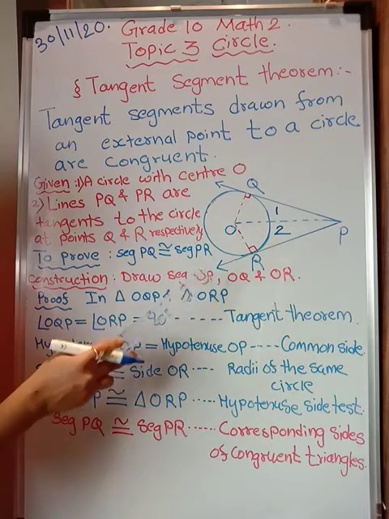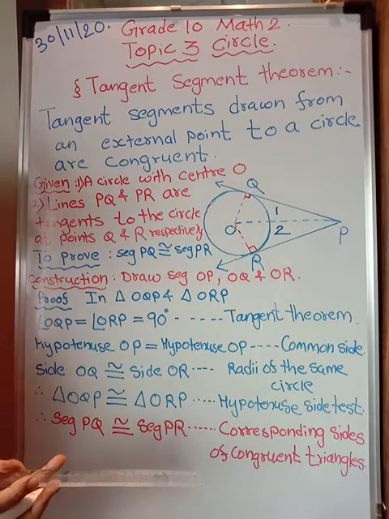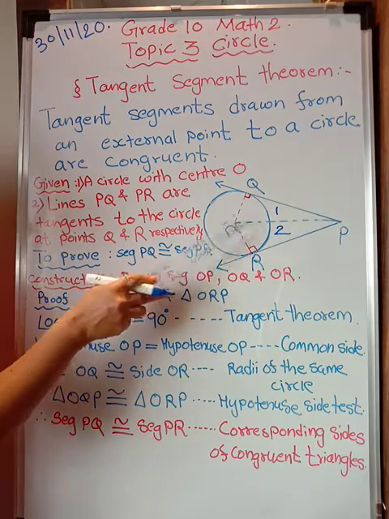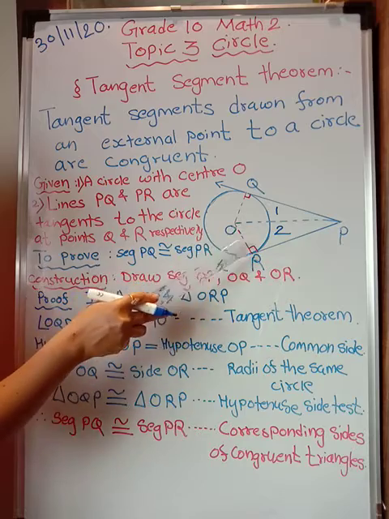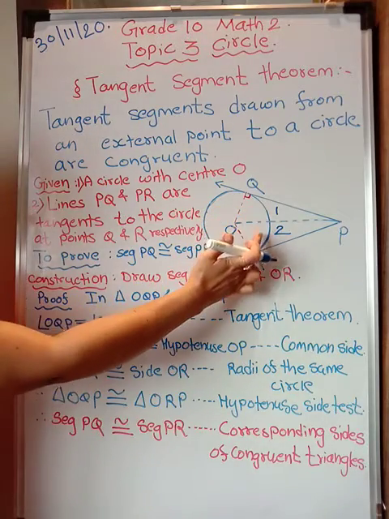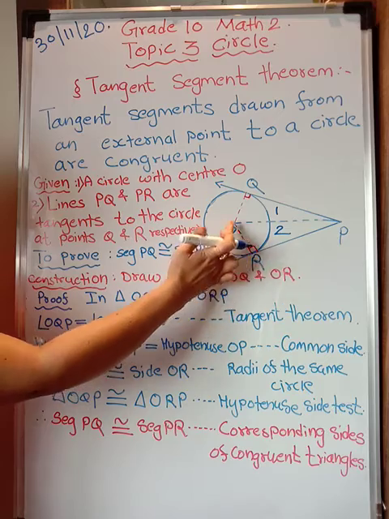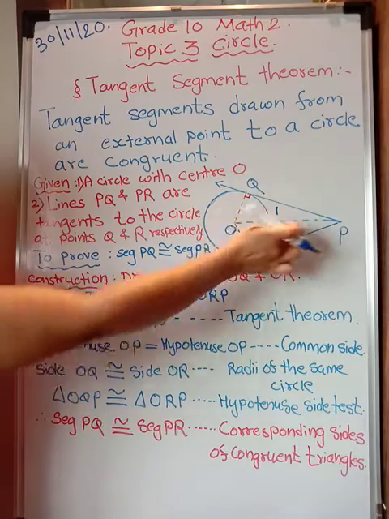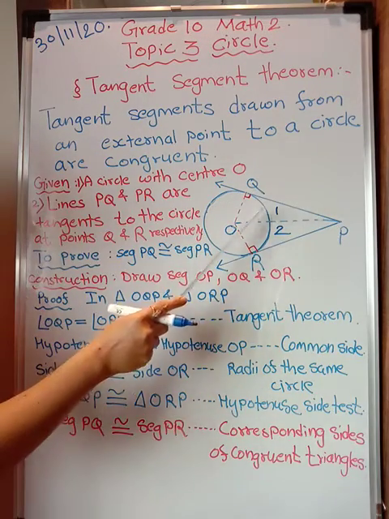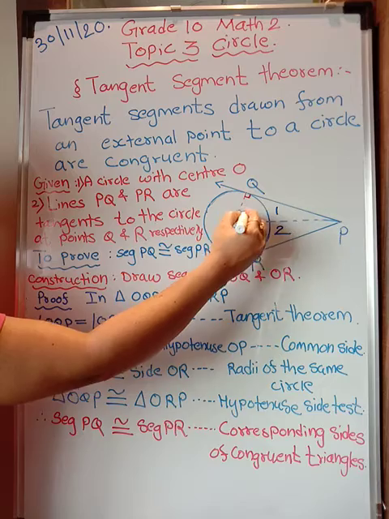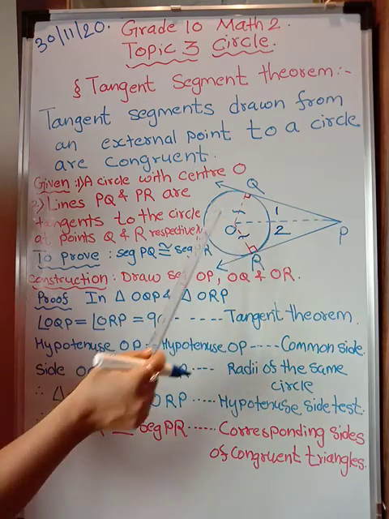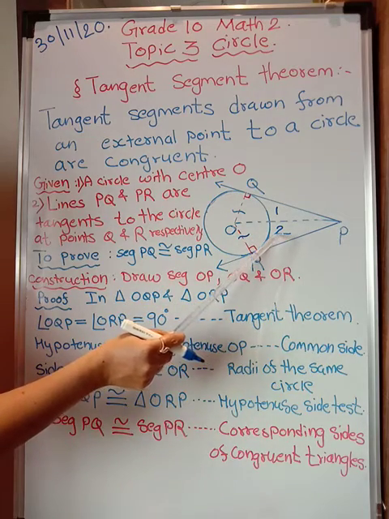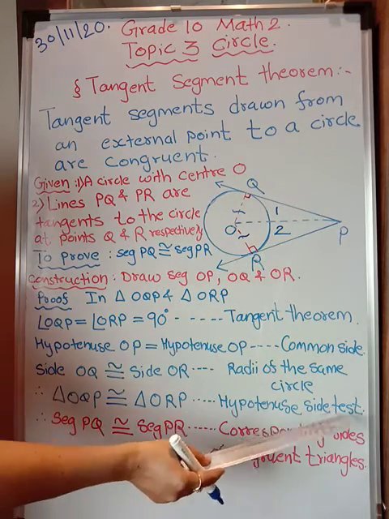Opposite to 90 is the hypotenuse. So OP is the hypotenuse and it is the common side. Are you understanding me? So OP is common to both of these triangles and OQ and OR both are radii. They are equal. So in the first triangle and second triangle, one side and hypotenuse of one triangle is congruent to one side and hypotenuse of the other triangle. Therefore these two triangles are congruent because the radii are equal and the hypotenuse is common. So first triangle and second triangle are congruent by the hypotenuse side test.